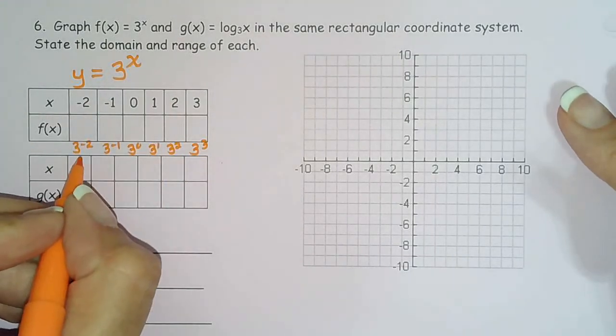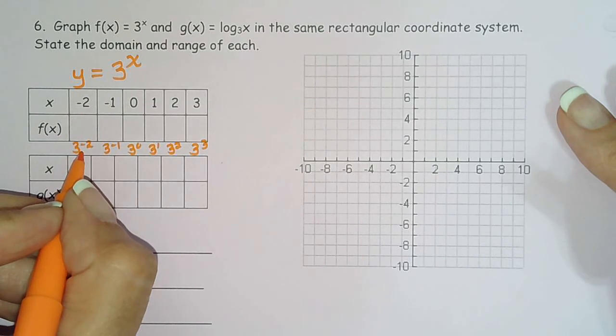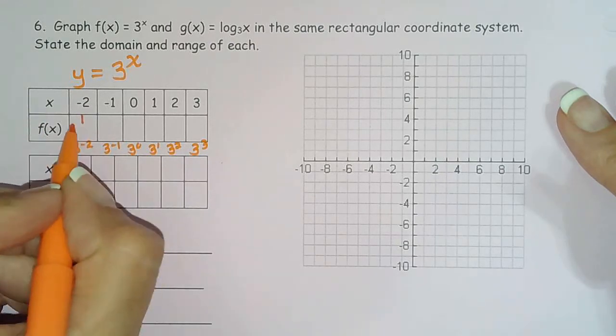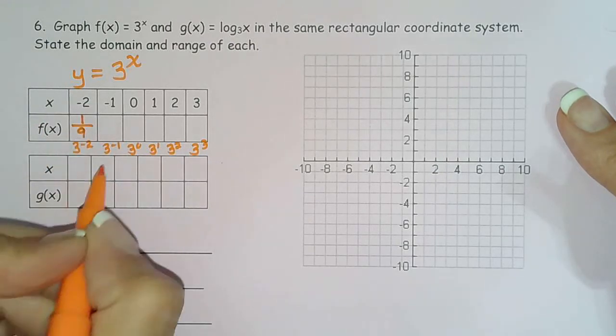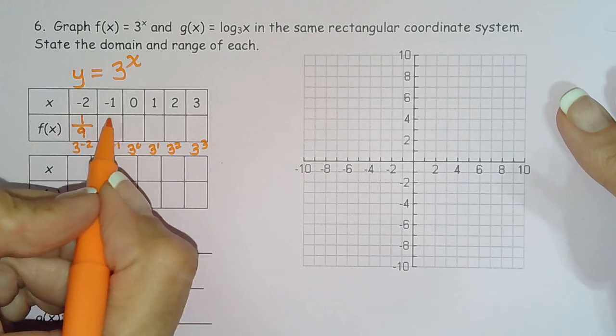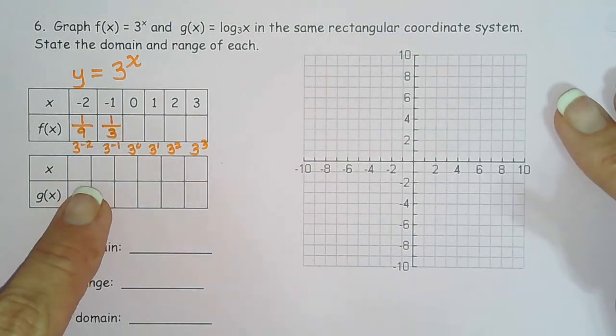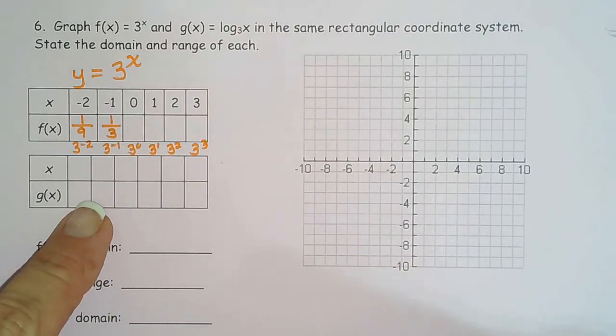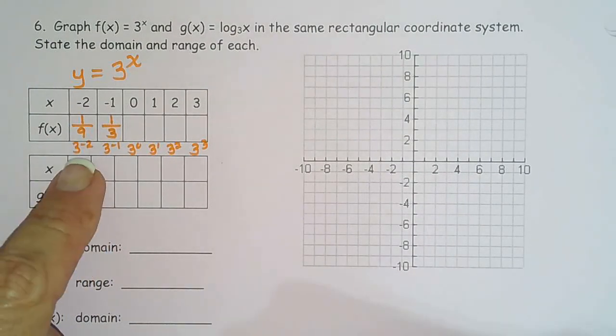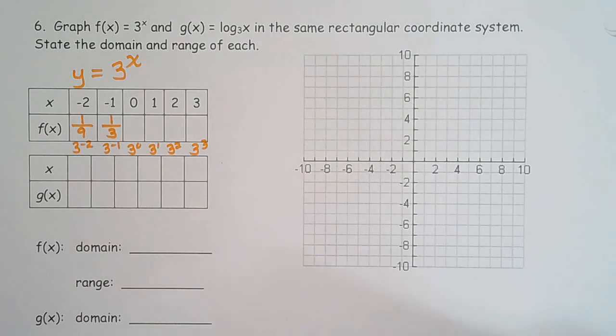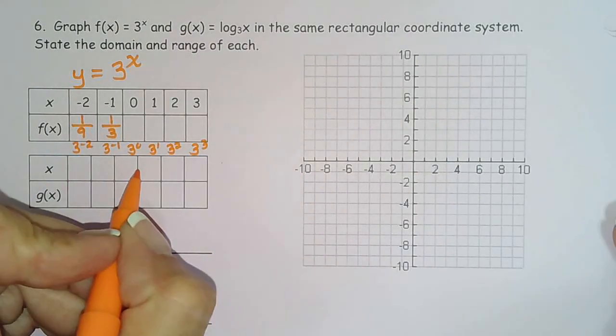So we know 3 to the negative 2 means 1 over 3 squared, which means 1 over 9. And 3 to the negative 1 is 1 over 3 to the first. And I remember when I was doing this on Alex, they want fractions. They don't want decimals. So don't plug this into your calculator. You should be able to do this in your head like I'm doing.